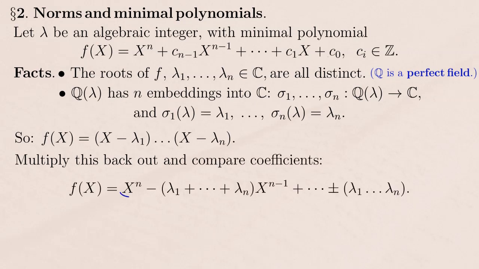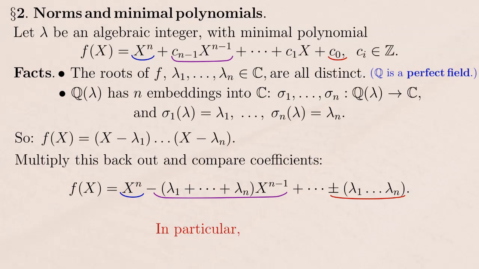Okay, they both start with x to the n. The coefficient c_{n-1} is the negative of the sum of the roots, and so on all the way down to c_0, the constant term, which is plus or minus the product of the roots. But by the second fact I gave, this means that in particular c_0 is plus or minus the product of all the distinct embeddings of lambda. But that's just the norm of lambda by definition. So if we know the minimal polynomial of lambda, we can read off its norm, at least up to a sign, from this coefficient c_0. This fact will be important in the next section.